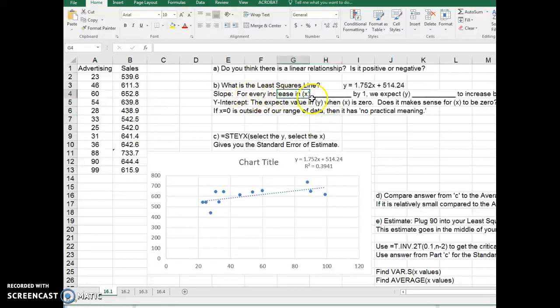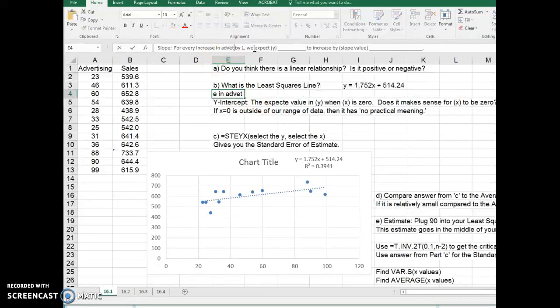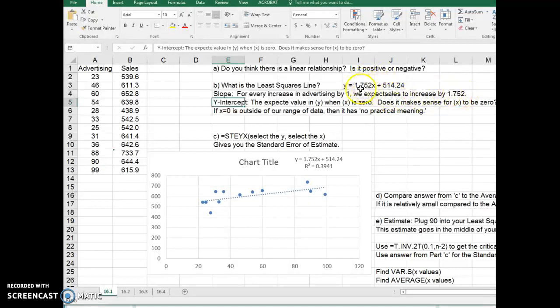For every increase in advertising by 1, which in our case is in thousands of dollars, so by $1,000, we expect our sales to increase by whatever the value of the slope is, 1.752. So the number in front of X is the slope, and this is always how you interpret slope. For every increase in our X value, advertising, by 1, we expect our sales, our y value, to increase by what the slope is.